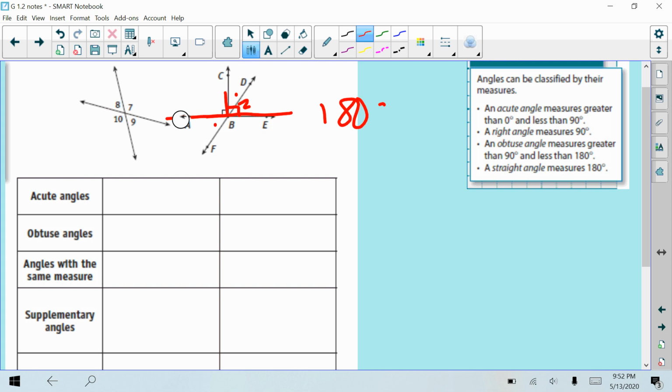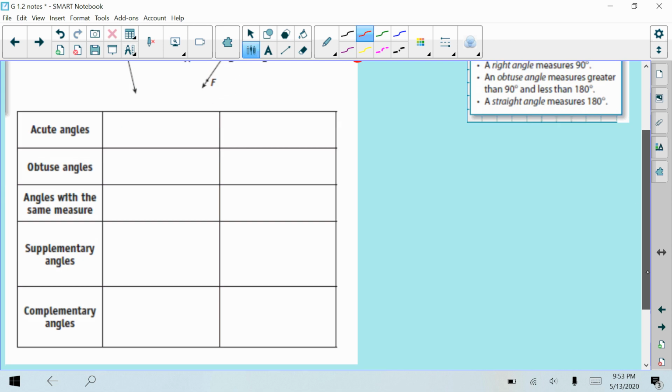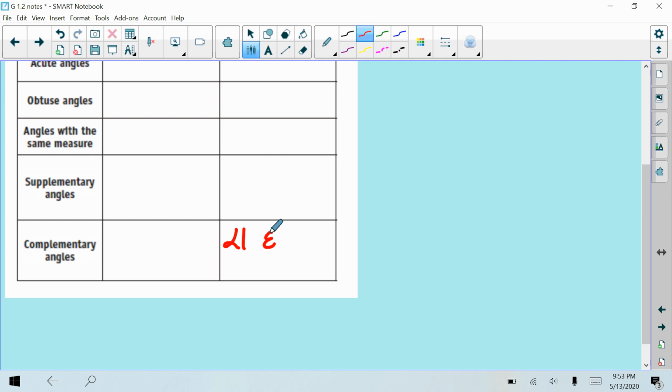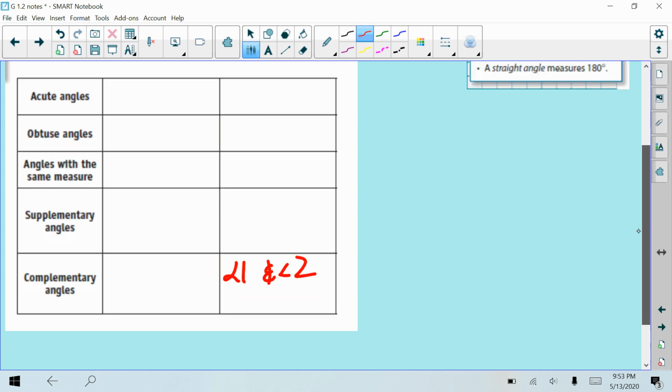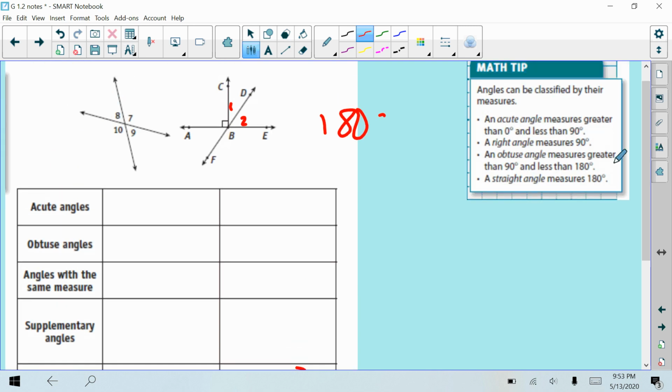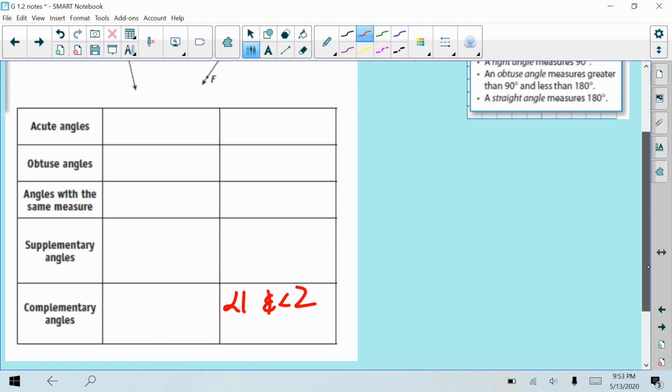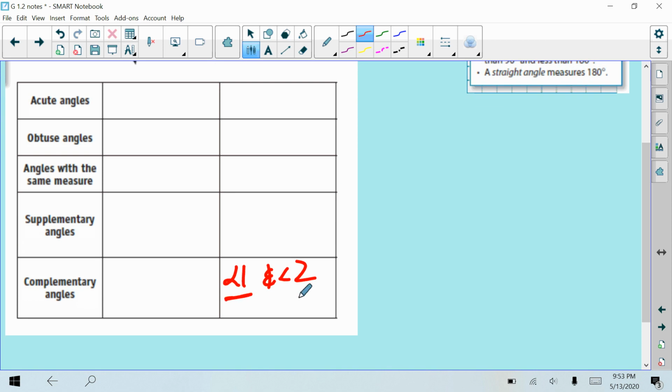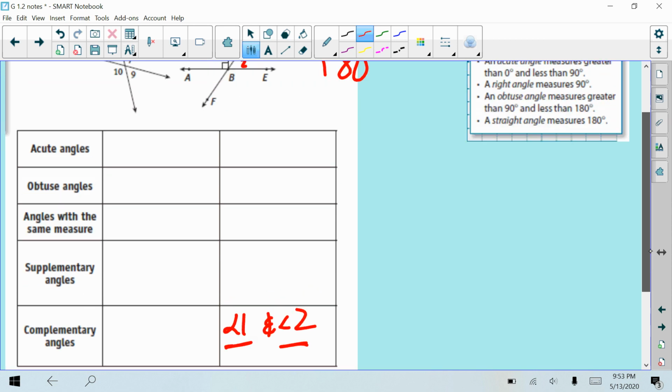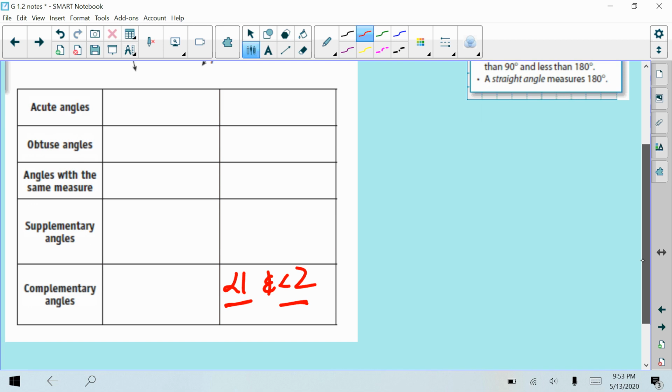So if you label your picture 1 and 2, I will allow you to just say here, angle 1 and angle 2, as long as your picture is labeled 1 and 2. And you can do that in your homework as well, or even quizzes and tests. If you want to shorthand and not write out 3 letters, if your picture is labeled, you can write it that way.